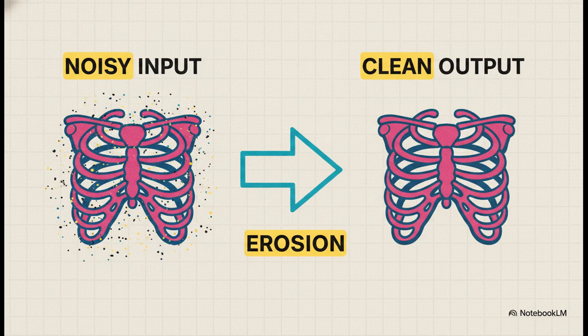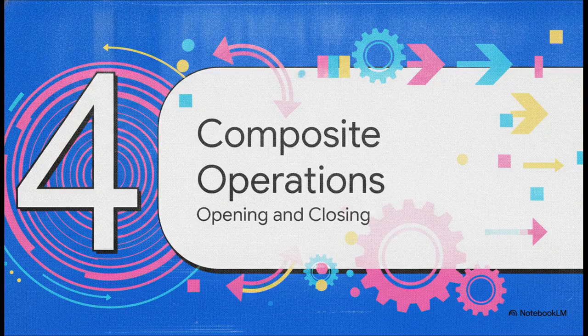Because those noise dots are so small, a single pass of erosion shrinks them down to absolutely nothing, leaving you with a totally clean image. Section 4, Composites. You've mastered the basics, growing and shrinking. This is where we combine those two tools to do some really cool stuff.